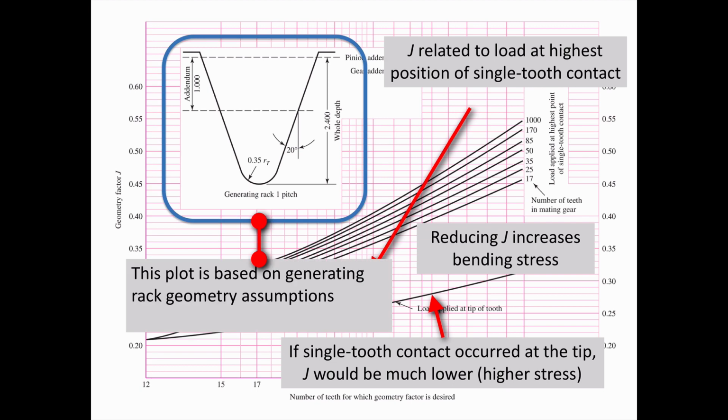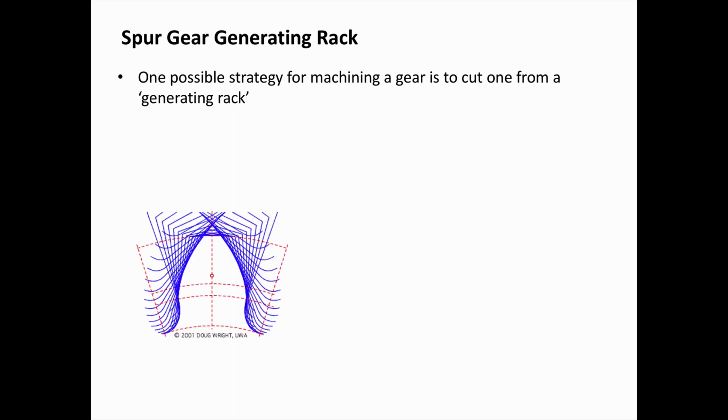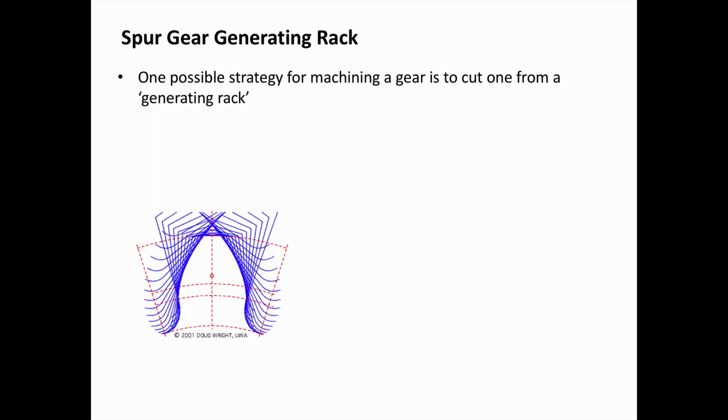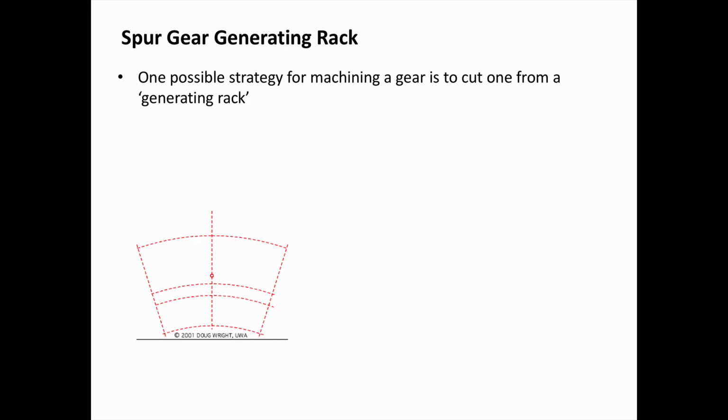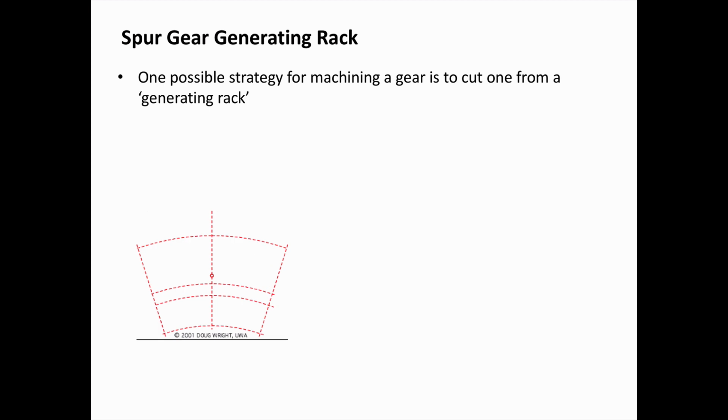You might be wondering what this diagram in the upper left is. This plot for J assumes certain properties for the generating rack geometry. So what is a generating rack? One possible strategy for machining a gear is to cut one using a generating rack. Here's the basic idea. If we have a particular shape, if we move it relative to the tooth that we're wanting to cut, the combination of all of these straight line cuts will add up to equal an involute profile.